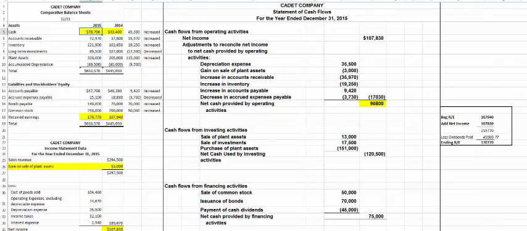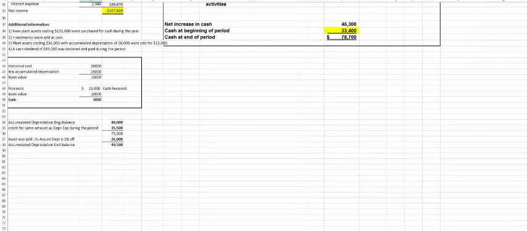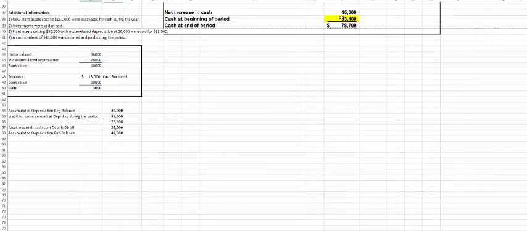If we go back down to the bottom of our financial statement, the $45,300 increase plus cash at the beginning of the period of $33,400 results in cash at end of period of $78,700. Therefore, our number matches our balance sheet as of December 31st, 2015. We should be good to go.